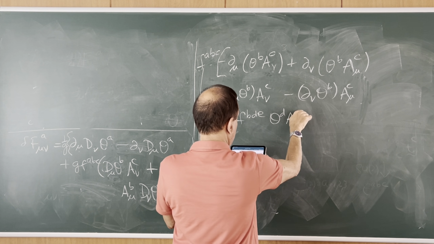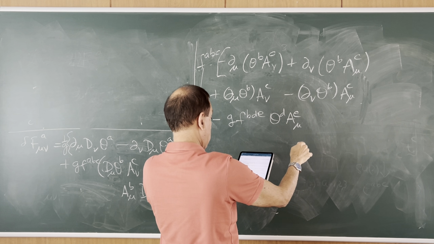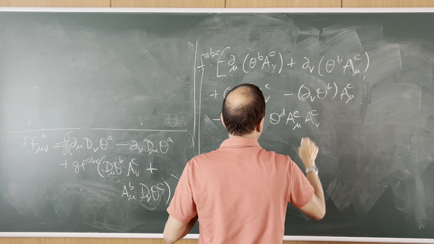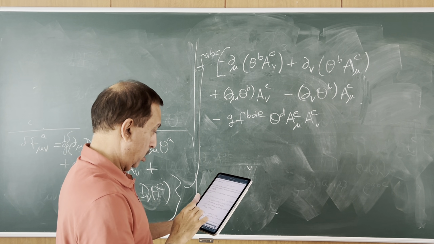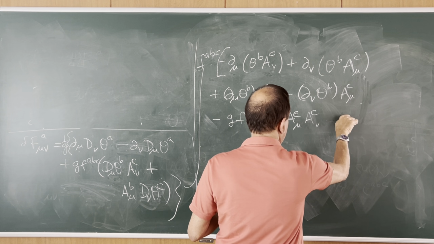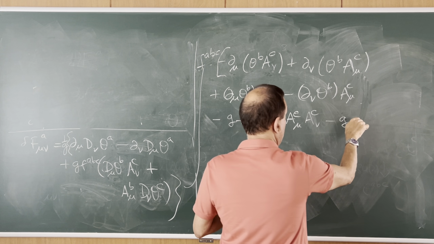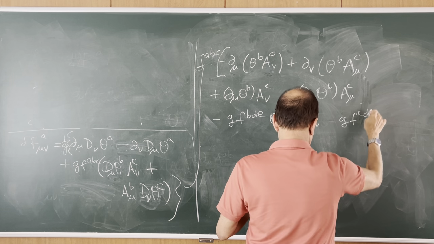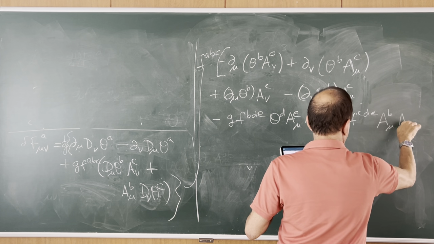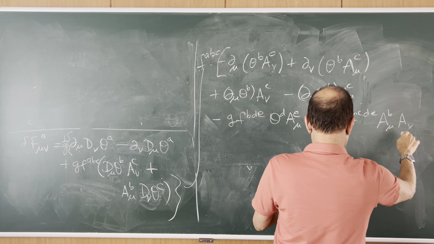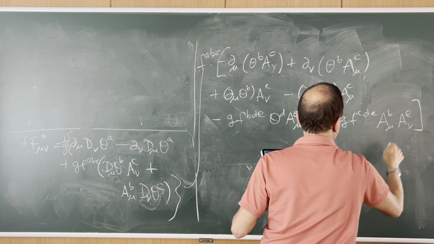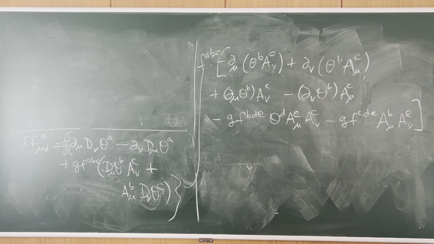Mu E, and mu C, minus G, F C B E, and mu B, and mu C and mu E. So let's close our bracket here and stand back and check what we've written.